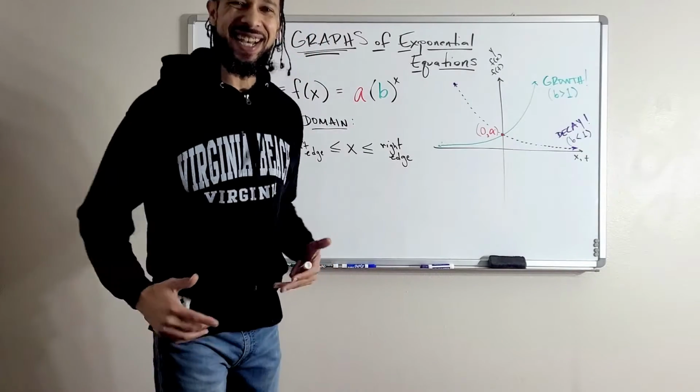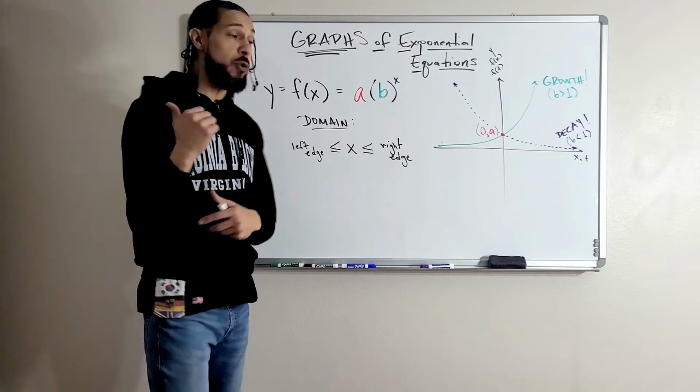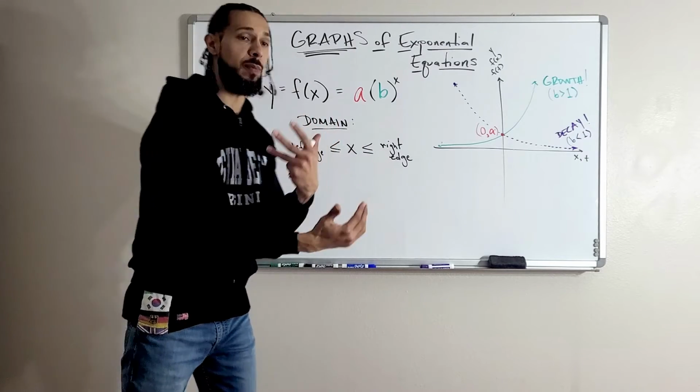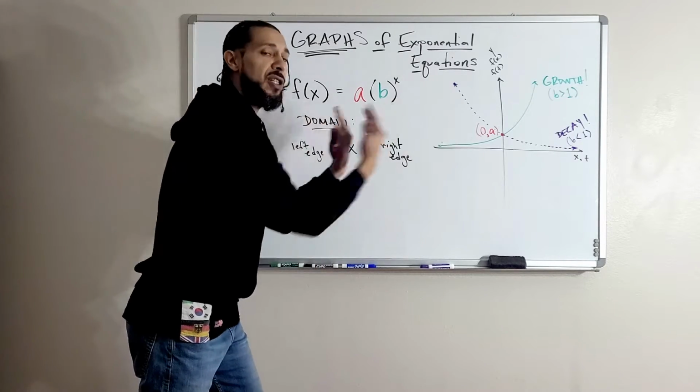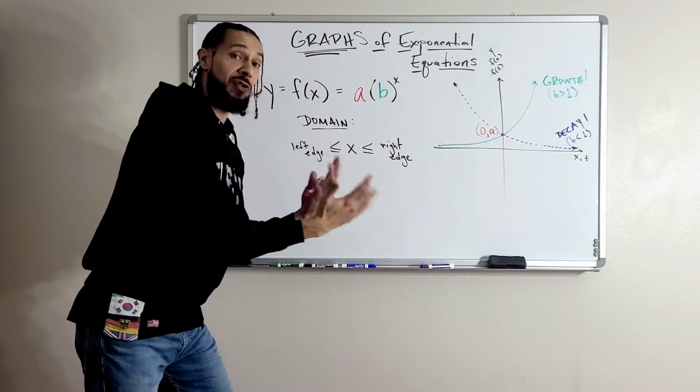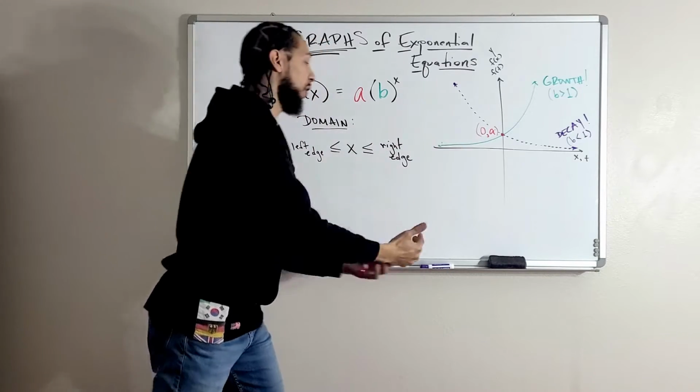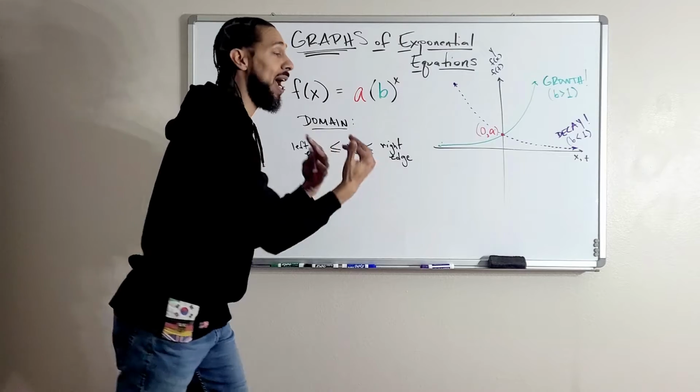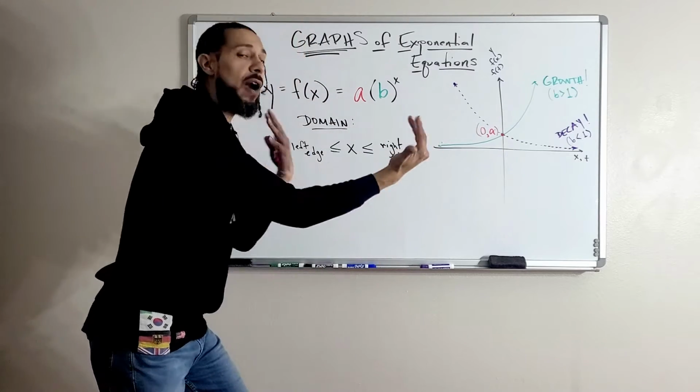Okay, good. Now, if you remember from the functions unit, this is how we start our domain problem. Remember, domain is how much of the x-axis is covered by this graph. Like how far does this graph go to the left versus how far it goes to the right, and everything that it covers in between.